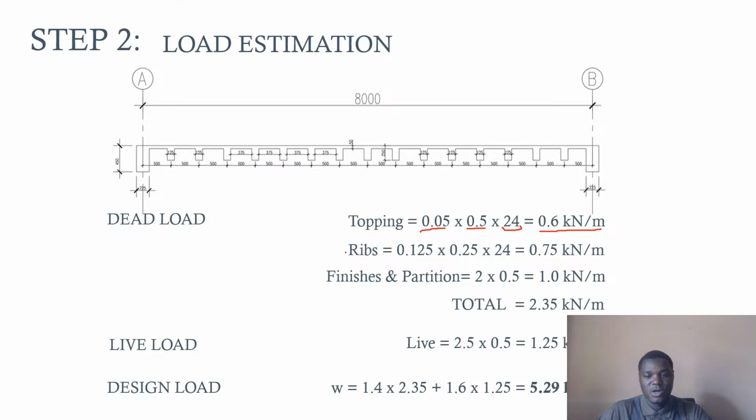Then we've estimated the topping. The next one is the rib beam. The size of the rib beam is 125 by 250. You convert this size to meters, so 125 is 0.125.